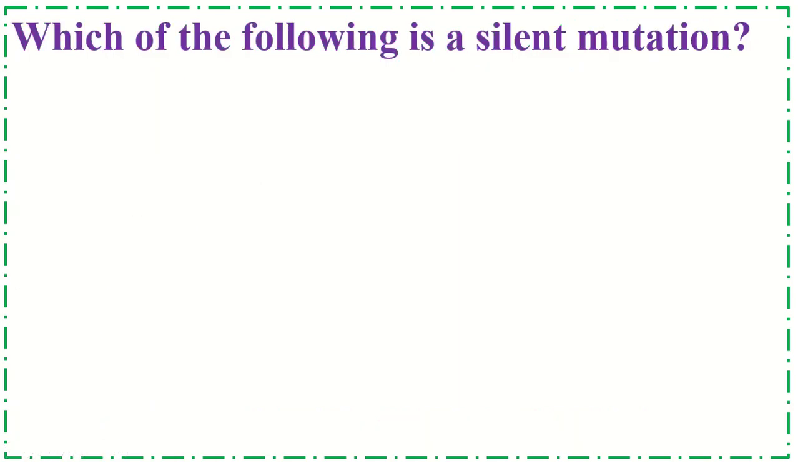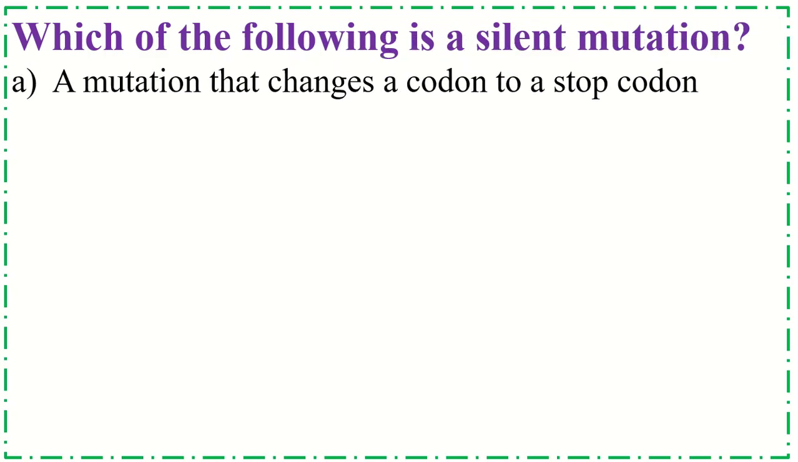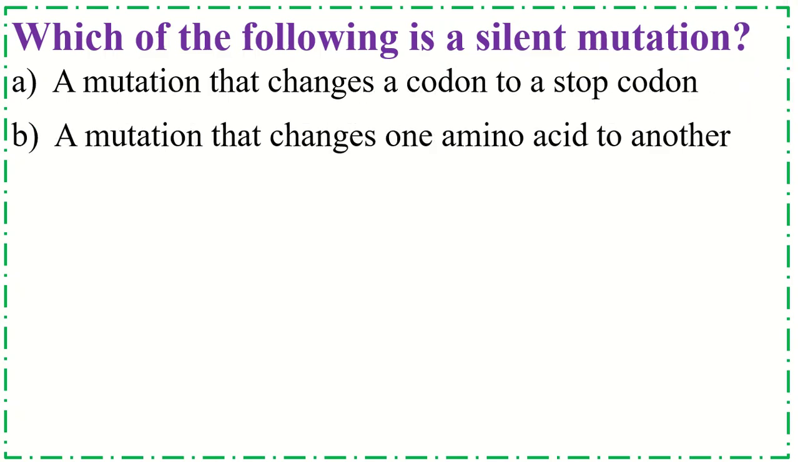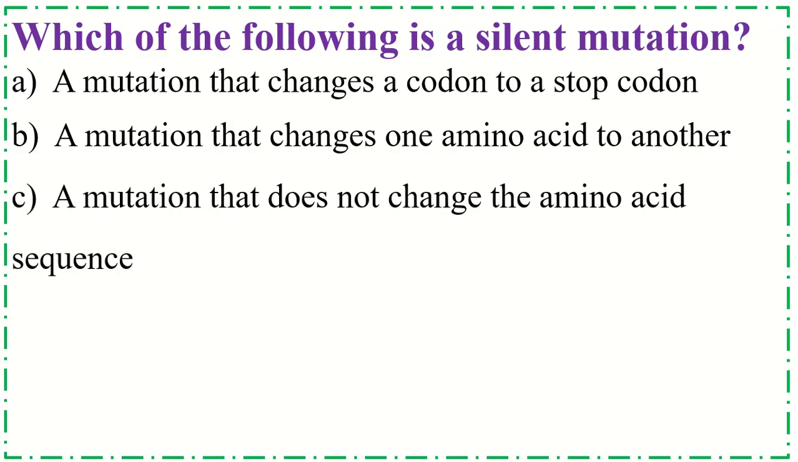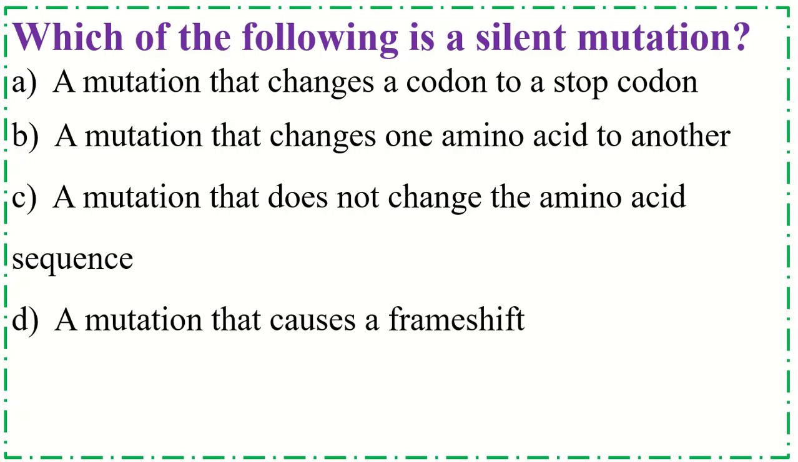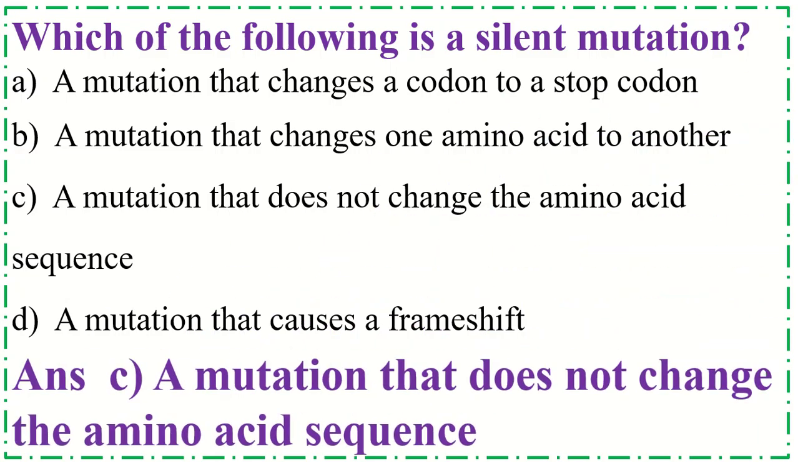Which of the following is a silent mutation? Option A, a mutation that changes a codon to a stop codon, B, a mutation that changes one amino acid to another, C, a mutation that does not change the amino acid sequence, D, a mutation that causes a frame shift. So the correct option is C, a mutation that does not change the amino acid sequence.